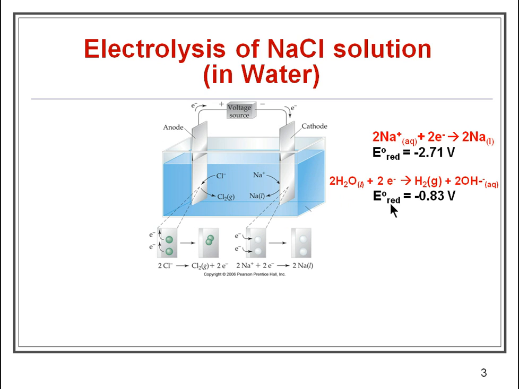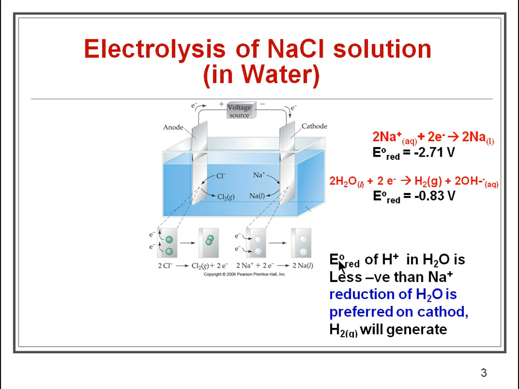So how will we judge? We have to look at the reduction potential of sodium ion and the reduction potential of water. When you see these two reduction potentials, you will see that the standard reduction potential of hydrogen ion in water is less negative, minus 0.83, compared to minus 2.71. So the standard reduction potential of hydrogen ion in water is less negative, or you can say more positive, than sodium ion. Therefore reduction of water is preferred on the cathode and hydrogen gas will be generated rather than sodium metal.